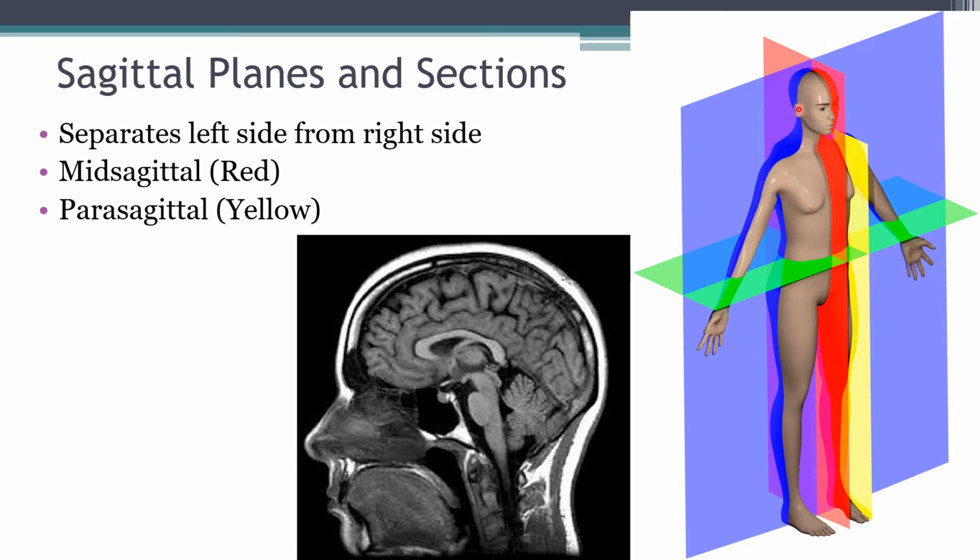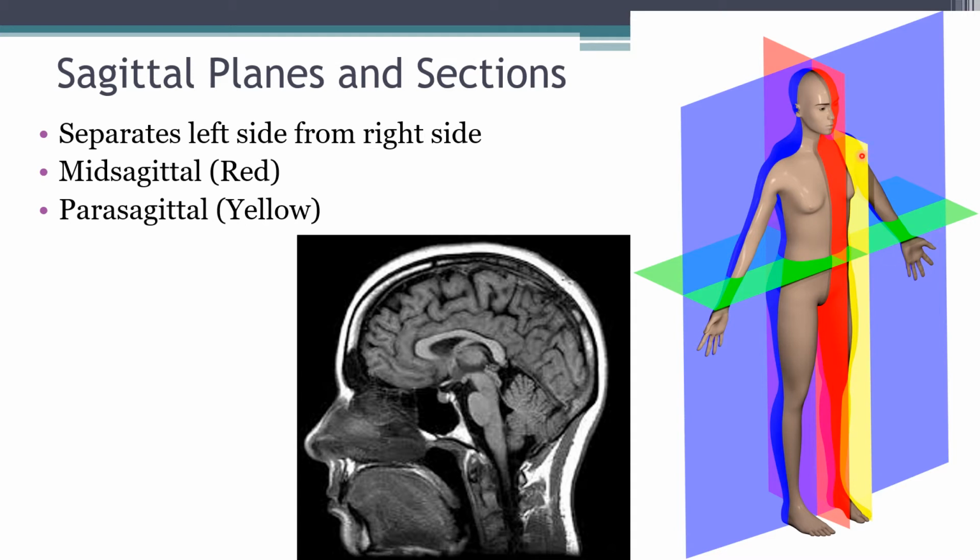Sagittal planes in this image are the red and the yellow. In general, what sagittal planes and sections do is they separate right side from left side, right? Now, notice that the red one is going to be right down the middle, perfectly down the middle of the body. That is specifically called a mid-sagittal section. It separates the body into equal right and left sides.